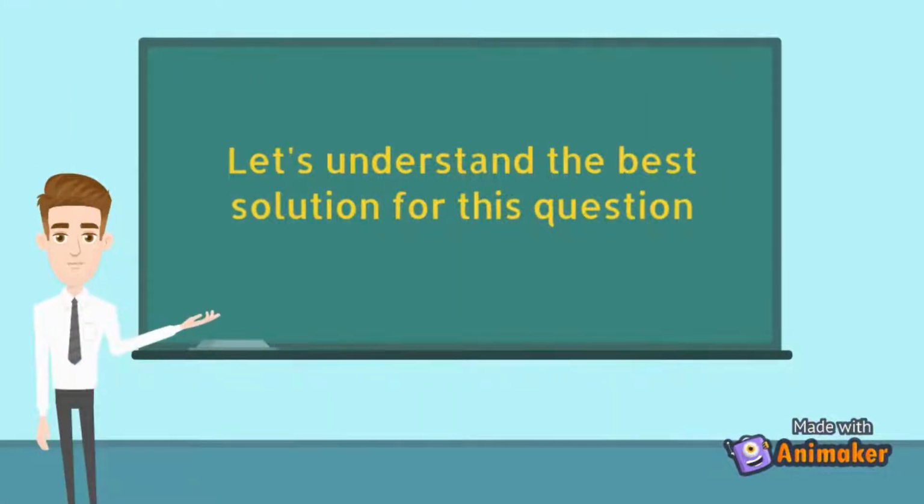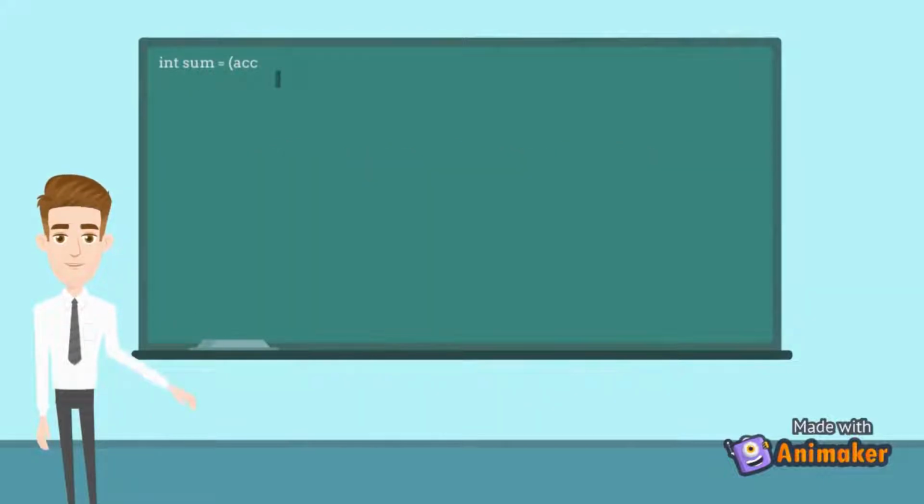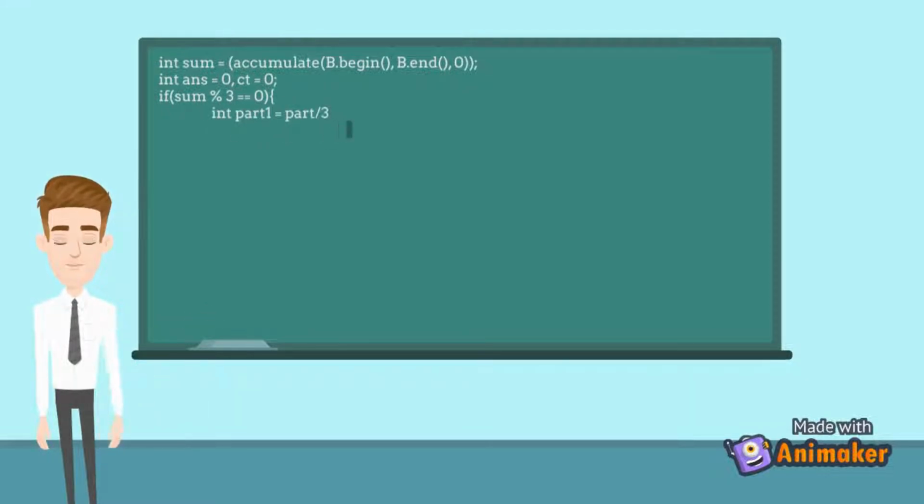Let's understand the best solution for this question. Firstly, we will calculate the total sum of the array, and check if the sum is divisible by 3. If not, then we can say that we cannot make 3 equal partitions for this array. If sum is divisible, then next task is to find all points where we can make first partition, which means that part has sum equal to total sum divided by 3.